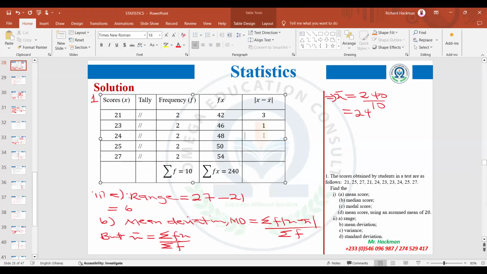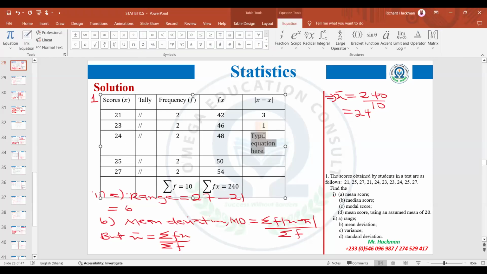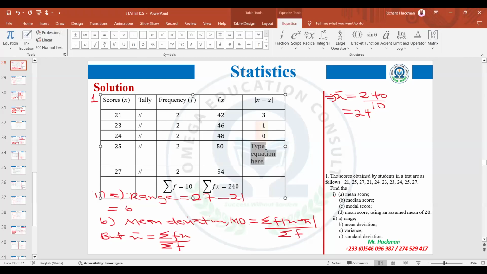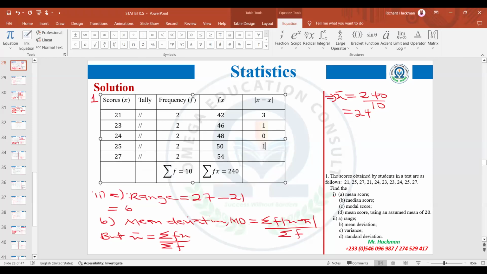Okay, so now let's go to the next one. 24 minus 24 will give us 0. Absolute value of 0 is 0. Then let's go to the next one. 25 minus 24 will give us 1. Absolute value of 1 is 1.